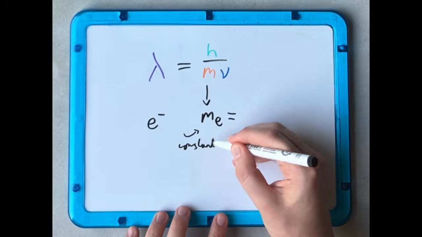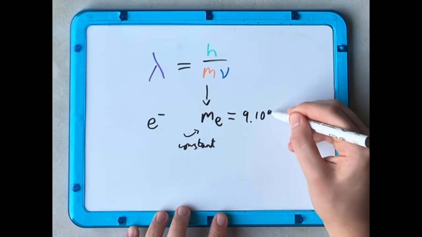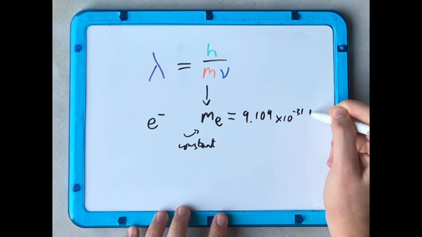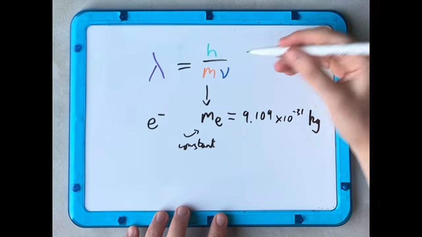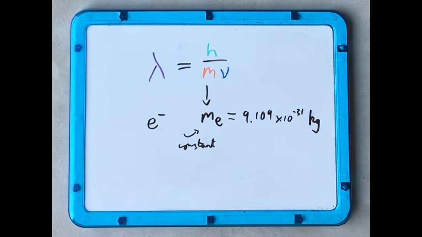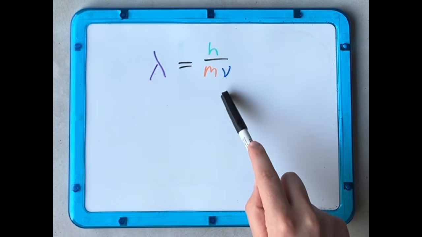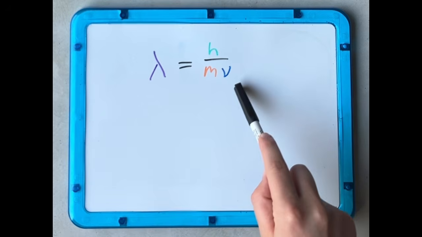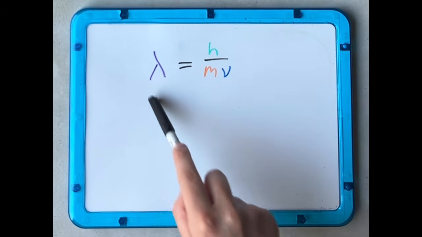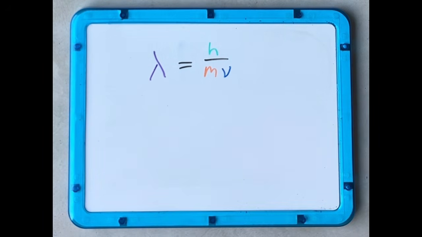And remember, electrons all have the same mass, so if you're dealing with an electron, mass becomes a constant too. Mass of an electron is 9.109 times 10 to the minus 31 kilograms. As you can see, similar magnitude to Planck's constant. You'll either be given a wavelength and be looking for the speed of the associated particle, or be given velocity or momentum of a particle and calculate the associated wavelength.